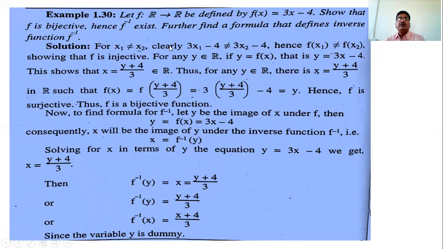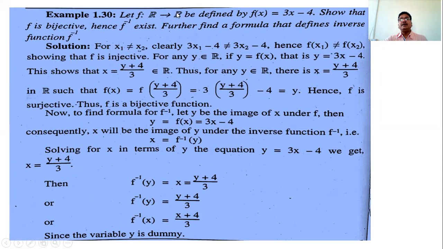And how can we show this? If x1 is not equal to x2, then 3x1 is not equal to 3x2, and 3x1 - 4 is then not equal to 3x2 - 4, that is f(x1) is not equal to f(x2). This shows that f is injective. Then the next part is surjective. How can we show the function is surjective?